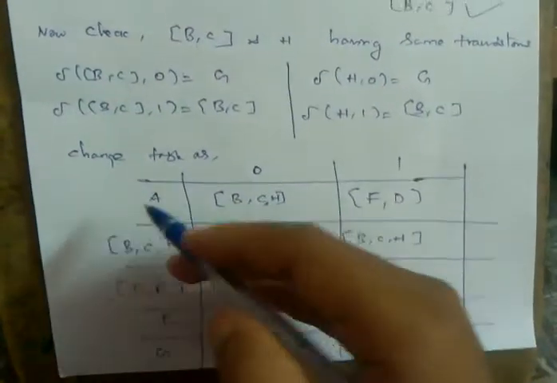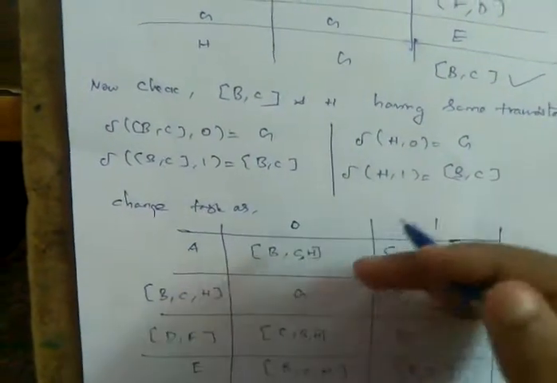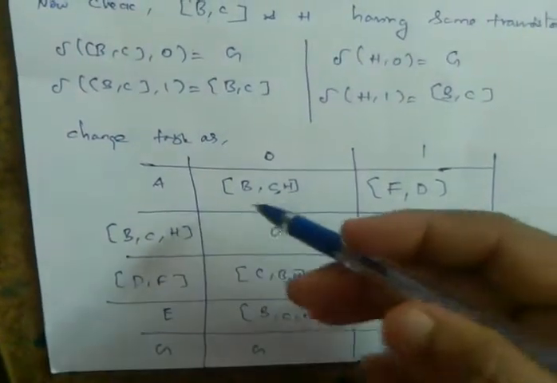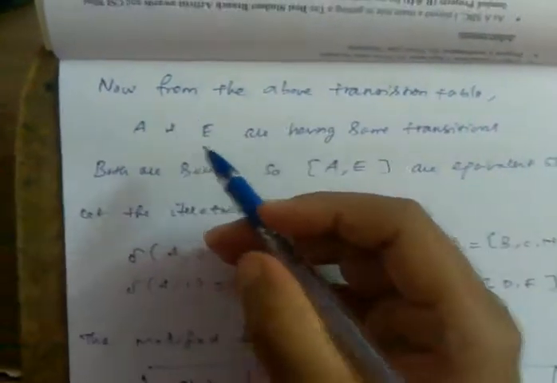So wherever we find BC, change it as BCH. Wherever we find H, change it as BCH. Likewise, wherever we find it, just change it as BCH. After modifying, we get this transition table. That is, these are one of the iteration tables. Now from the above transition table, we again check if any equivalent state exists or not.